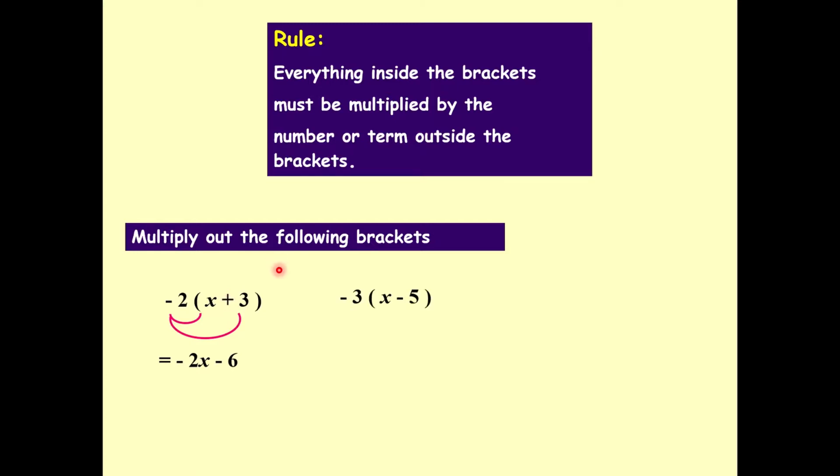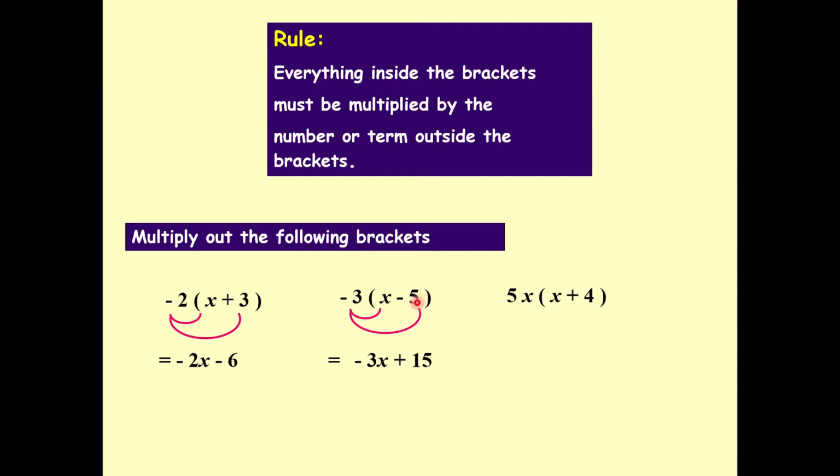Again, we have a negative on the outside of the bracket. We've also got a negative on the inside of the bracket, so we need to use our knowledge of integers to really help us here. So first, negative 3 times x gives you negative 3x. And then we have negative 3 times negative 5. Remember that sign is joined to this 5 to give you plus 15.